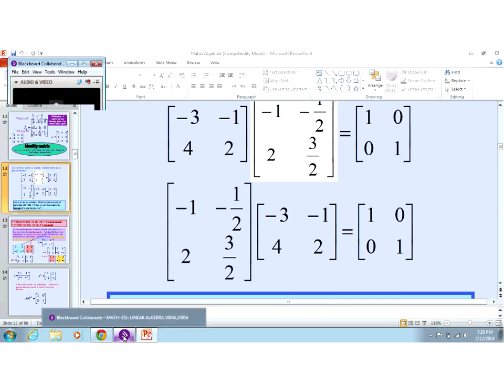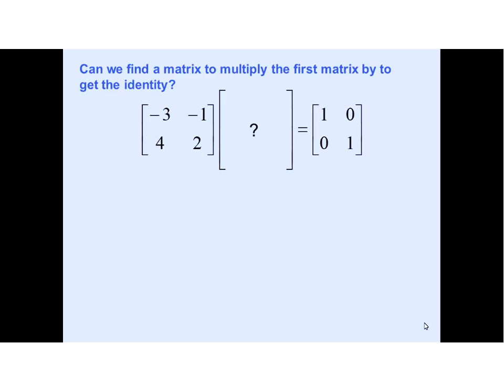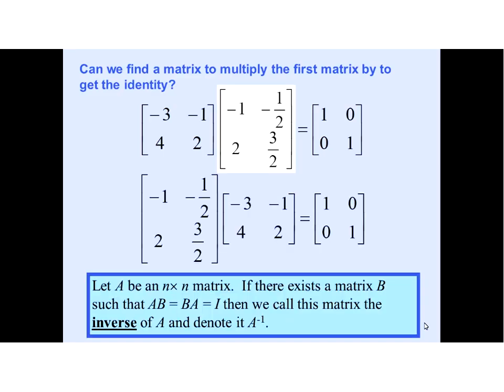So no one gave the answer to this. In the class, I told you how we can find the inverse of the matrix. So this is called the inverse, -1 by 2, 2 and 3 by 2. This is called the inverse, and it is a procedure. To find the inverse, there is a procedure.